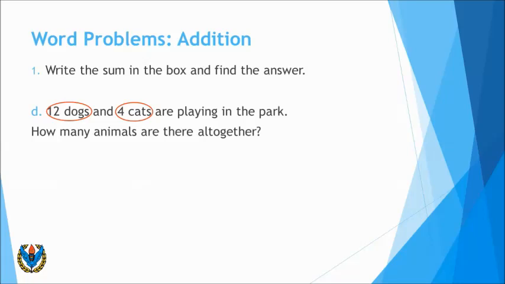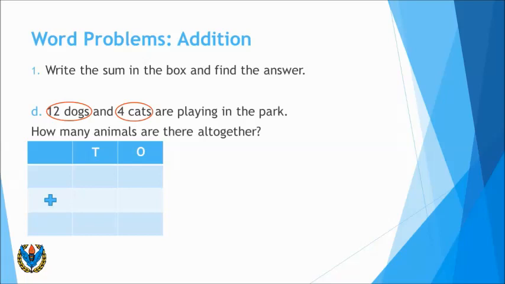First we will write tens and ones. For 12 dogs we will write 1 in tens column and 2 in ones column. The other number is 4 cats. Where will we write it? In tens column or ones column? Good. You have told the correct answer. We will write it in ones column.